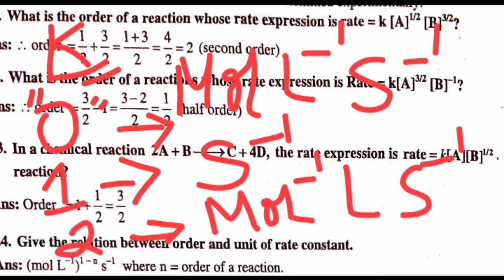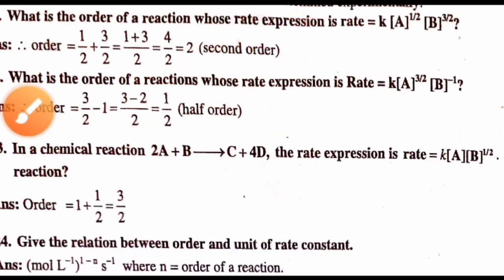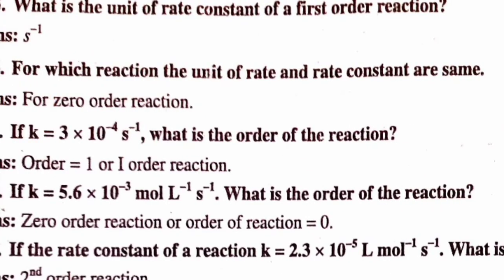Now the relation between order of a reaction and the unit of rate constant: seeing this, we can write the relation between order and unit of rate constant as (mole per liter) to the power of 1 minus n per second, where n is the order of a reaction. So based on the unit, we can decide the order. If it is per second, it is first order. For which reaction are the units of rate and rate constant the same? The answer is zero order.